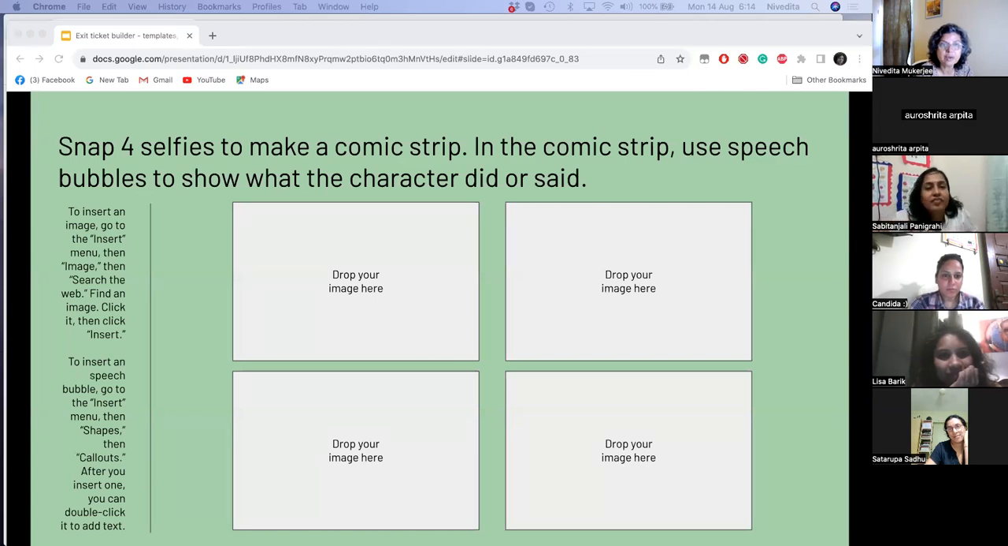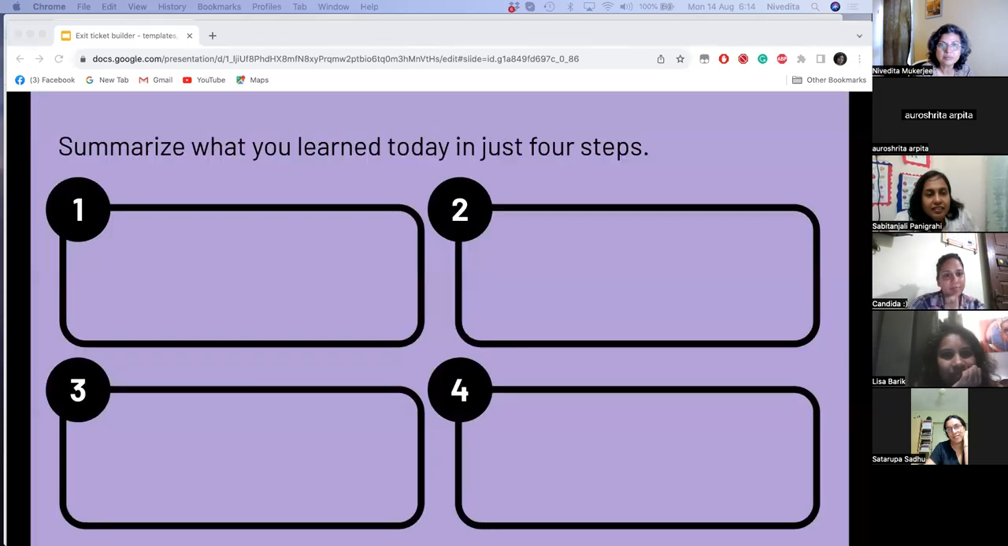Snap 4 selfies to make a comic strip. Use speech bubbles to show what the character did or said. Yeah, nice and fun. This is your summary: summarize what you learned today in just 4 steps. Oro, you can use this.